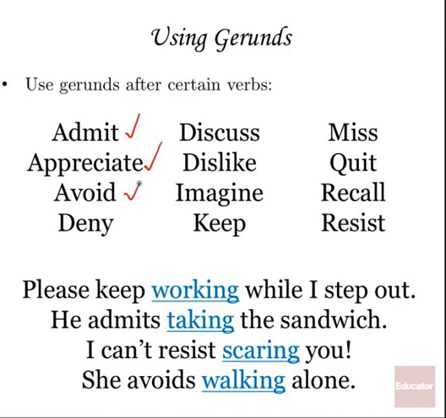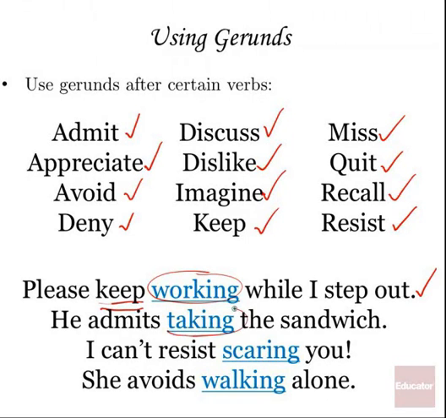Admit, appreciate, avoid, deny, discuss, dislike, and of course you can also use like, imagine, keep, miss, quit, recall, and resist. Let's look at a few examples. Please keep working while I step out. This is definitely a gerund. It's not any other kind of verb, and it follows the verb keep.